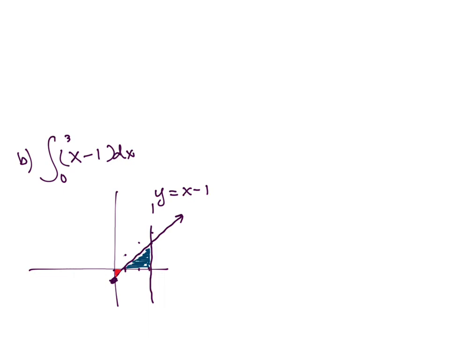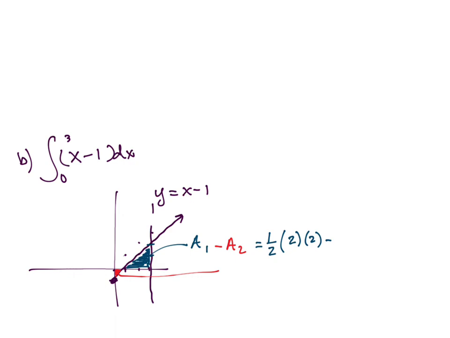So I'm going to have the area of this blue triangle, let's call that A1, minus the area of the red triangle because it's below the x-axis. How might you find the area of the blue triangle? Oh, half base times height. What's the base of the blue triangle? 2. What's the height of the blue triangle? What's f of 3? 3 minus 1 is 2. Also 2.